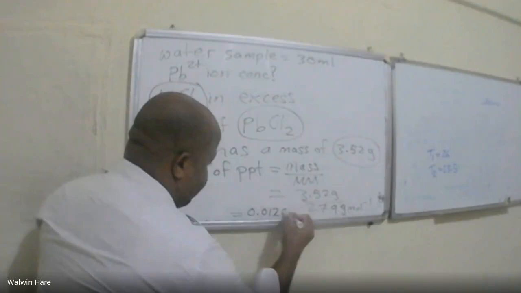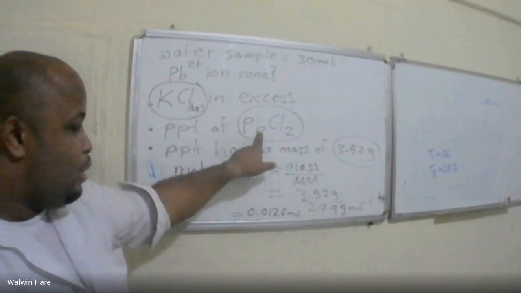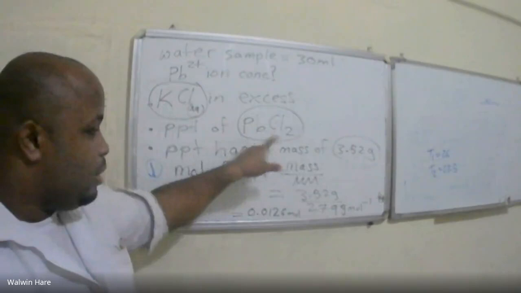So once it's precipitation gravimetry, the first thing we're going to calculate is the mole of our precipitate, that is lead chloride, that is the mass of it. So you just work out the molar mass of your precipitate and put the mass over it. So we get the moles.